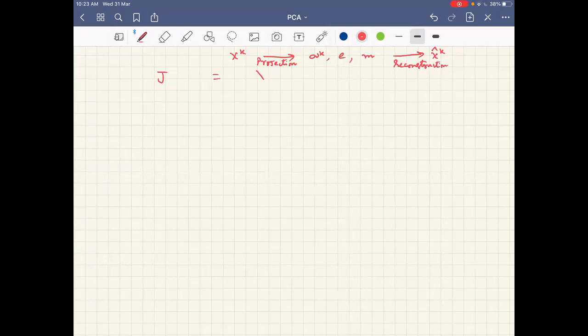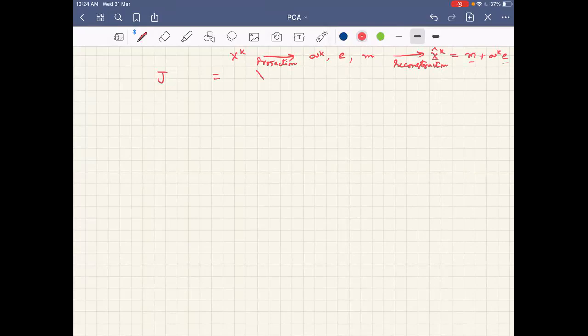Fine. What is xk hat equal to? Quickly tell if you know the answer. M plus ak into E. Okay, all are vectors. Please note that E is a vector. This is anyway a vector.